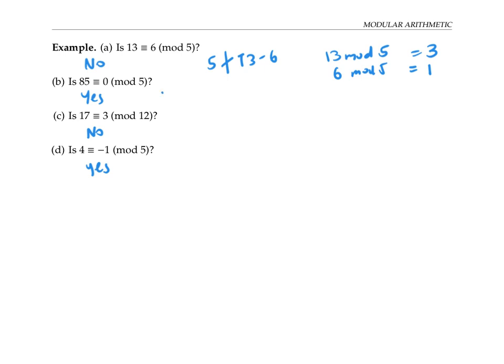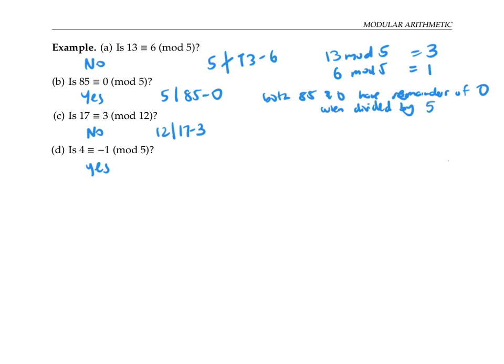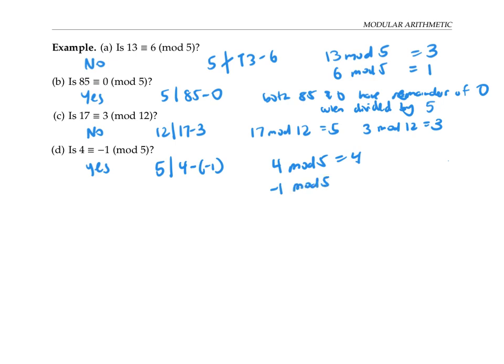Looking at the other problems, 5 does divide 85 minus 0, and both 85 and 0 have remainders of 0 when divided by 5. Here, 12 doesn't divide 17 minus 3 because 17 minus 3 is 14, and they're different remainders. And finally, 5 does divide 4 minus negative 1, since 4 minus negative 1 is just 5. The remainder of 4 when we divide by 5 is 4, but the remainder of negative 1 when we divide by 5 is also 4, because we have to have a positive remainder. So we'd have to write negative 1 as 5 times negative 1 plus 4.